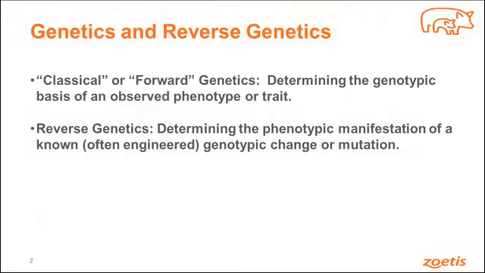So let's start with some definitions of terms. Genetics, or forward genetics, or classical genetics, is when you start with a mutant phenotype and you try to determine the genetic basis of that mutation. Reverse genetics is the opposite of that. So you're starting with a genetic mutation, often an engineered mutation, and you ask yourself, what phenotypic effect does this have on your organism?